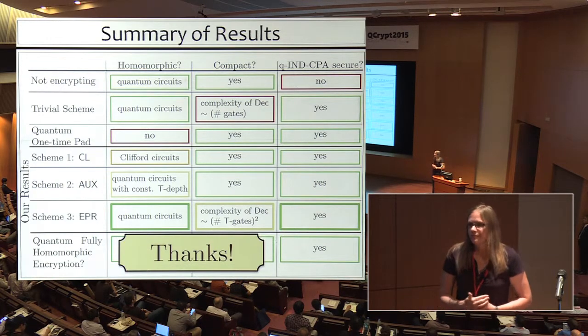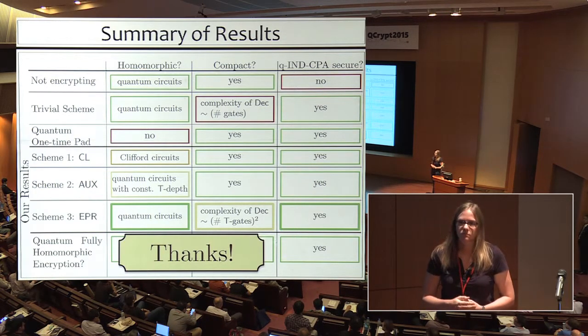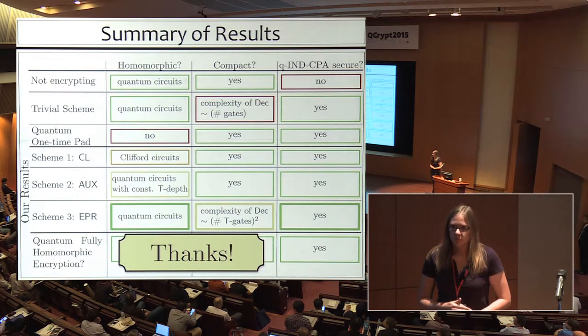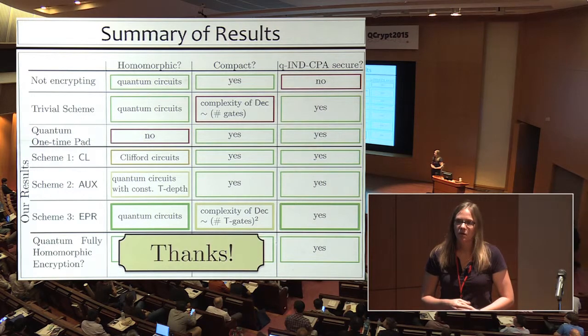Okay, so one more question. In your Clifford encryption scheme, you mentioned you need public key, while for the other scheme you need maybe symmetric key. Can you explain why there's such differences?